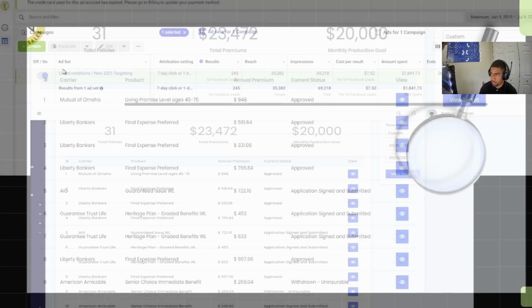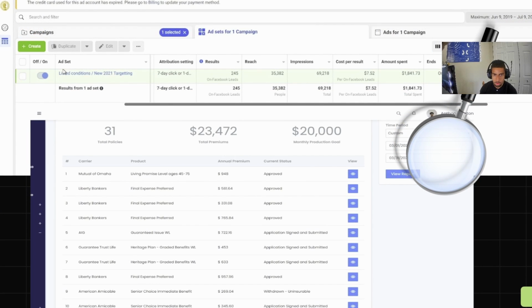Let's go to the next screen here. Let's say you put $2,000. So right here you can see my leads that I was generating was about $7.52. I got 245 leads. Okay. Spent $18.41. So let's just say I spent $2,000. So I paid the $2,000 out of 16 grand. Well, that's $14,430.